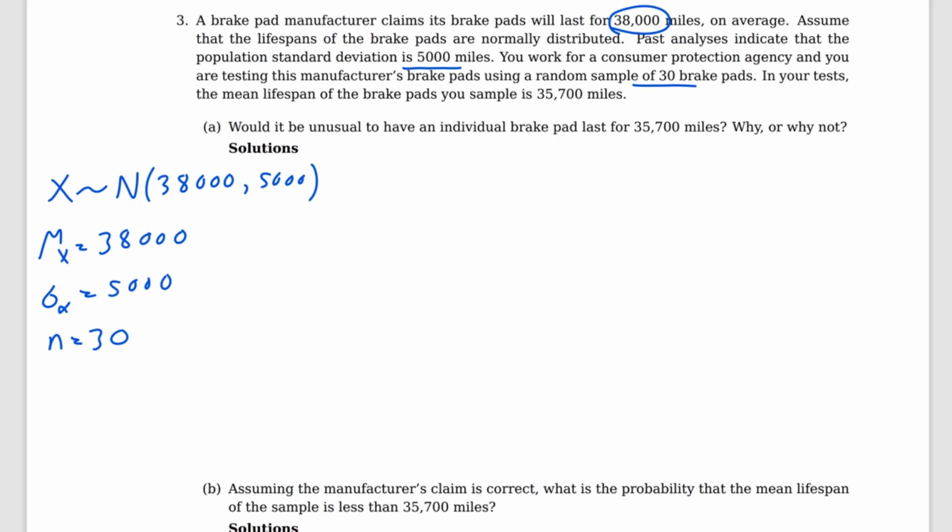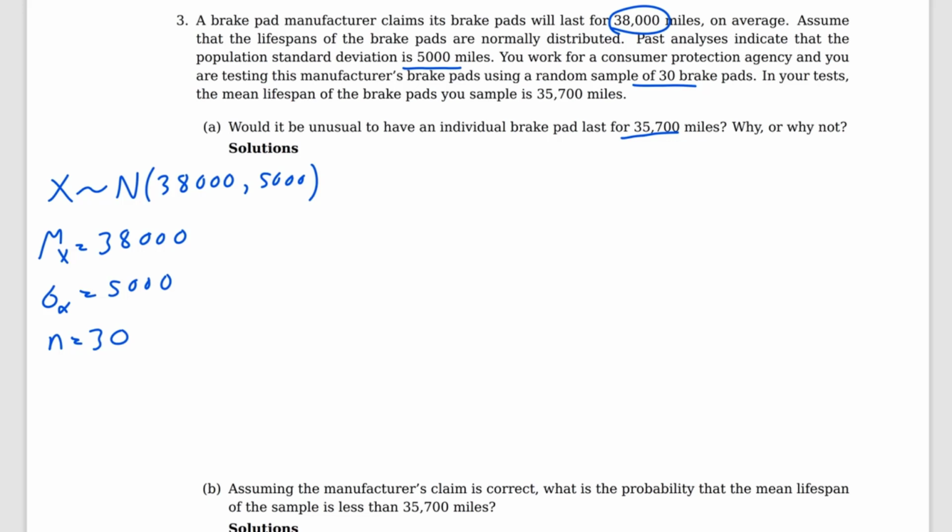In your test, the mean lifespan of the brake pads you sample is 35,700 miles. Would it be unusual to have an individual brake pad last for this? Individual brake pad lasts for 35,700 miles, right? So how do we do that? Yes, we need to check. We can use the z value. Understand how to do it.